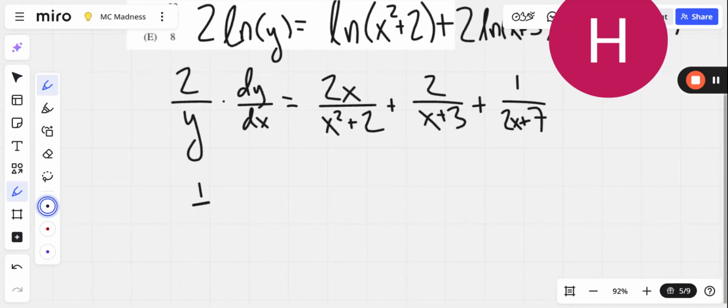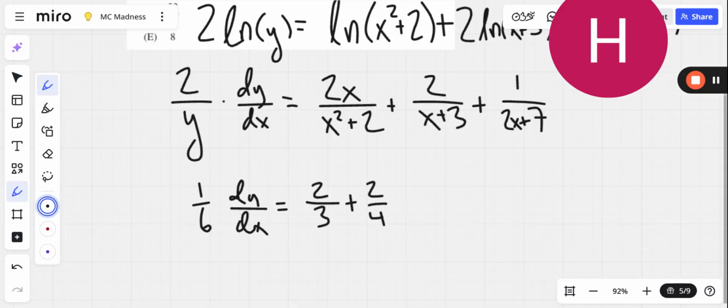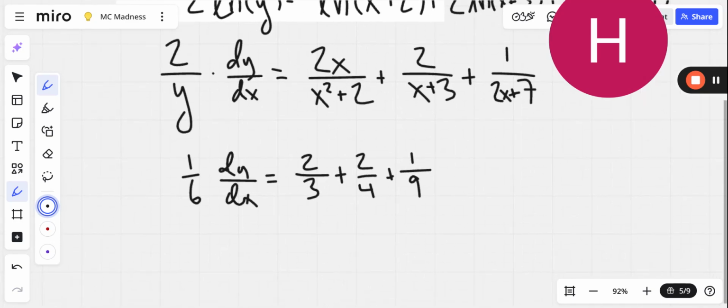So we can call this 1 over 6 dy dx equals 2 over 3. We're just plugging in 1. Very easy. 2 over 4. We'll fix that in a moment. And then 1 over 9.